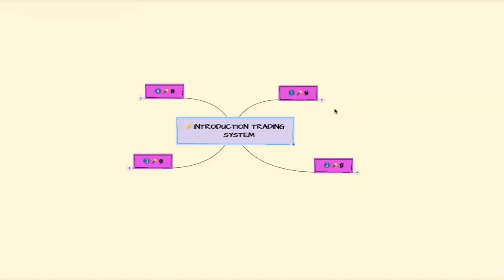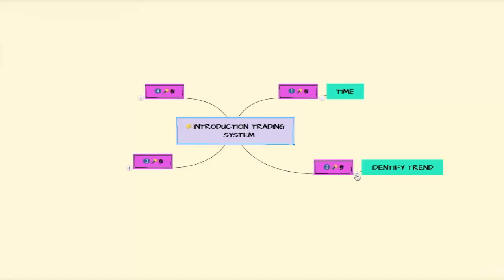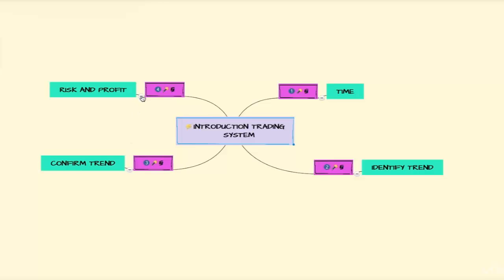The first one will be time, to define the type of trader that you are. Then the second step in the trading system will be identify trends. The third step will be confirm trends. And the last step will be risk and profits.